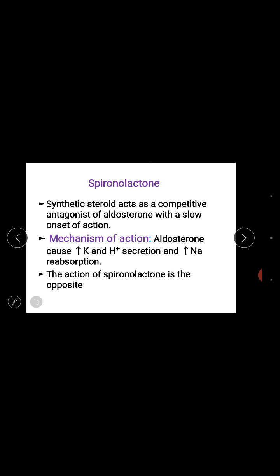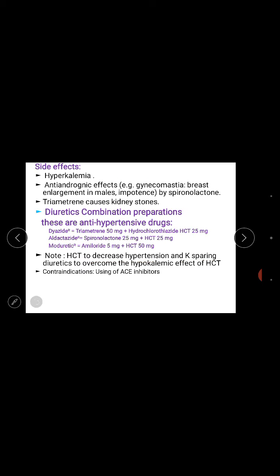Mechanism of action: aldosterone causes increased potassium and hydrogen secretion and also increased sodium reabsorption. The action of spironolactone is opposite. Sodium will get excreted, hydrogen and potassium will get reabsorbed. Side effects: hyperkalemia, because potassium will get reabsorbed. Anti-androgenic effect, because spironolactone is a steroid hormone antagonist, right? So that's why it causes gynecomastia, like breast enlargement in males, and impotence also.